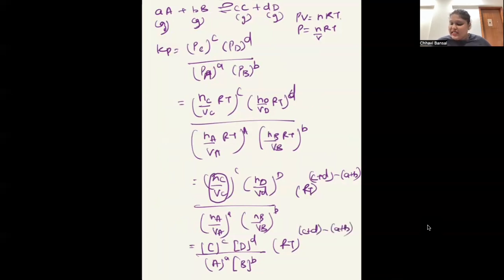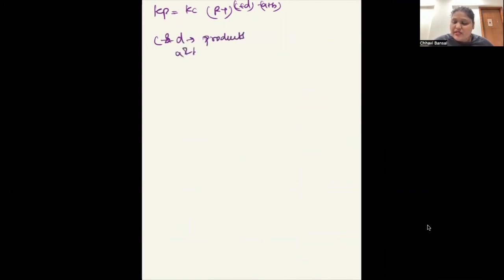Now, what is this CDAB? This is Kc. So then I write Kp equals Kc (RT) raised to the power (C plus D) minus (A plus B). Now, what is this (C plus D) minus (A plus B)? C and D are the stoichiometric coefficients of the products, and A and B are the stoichiometric coefficients of the reactants.